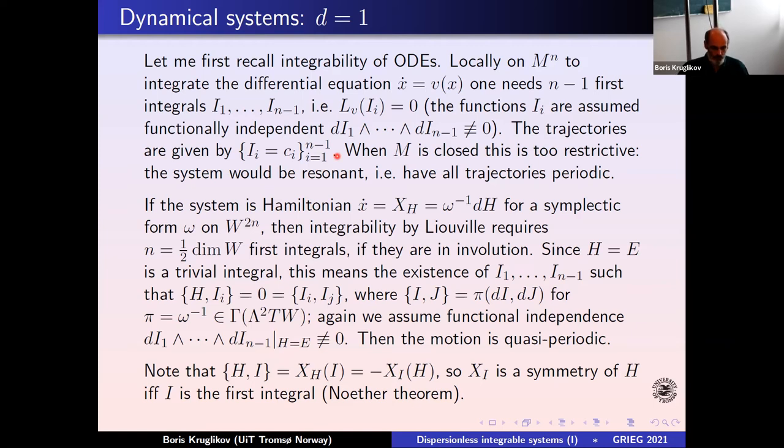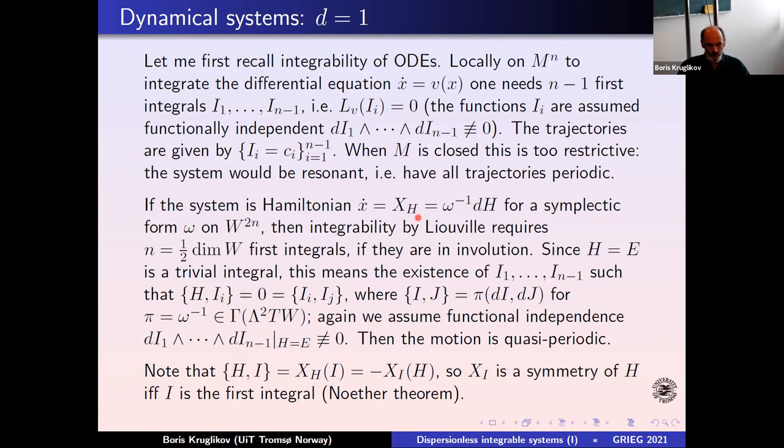Of course we can use it locally and sometimes it's actually used, but in principle there's no difficulty in integrating dynamical systems locally. Okay, when we go to Hamiltonian systems, if you have a symplectic manifold W with omega the symplectic form, then we can consider the Hamiltonian system x dot equals X_H, where X_H is the Hamiltonian vector field, which I recall is the symplectic inverse to the differential of H.